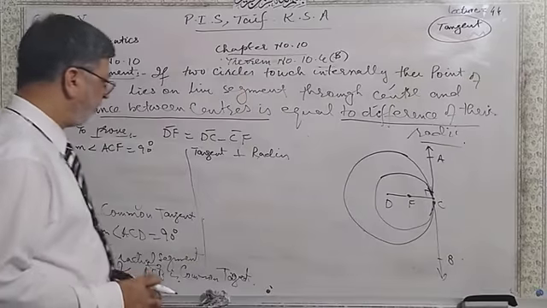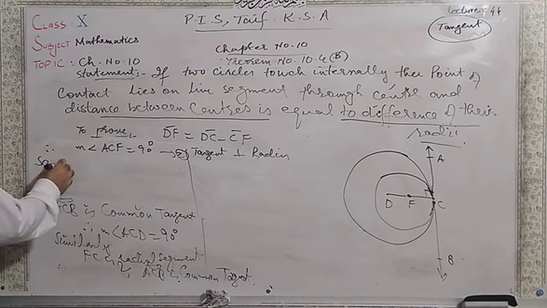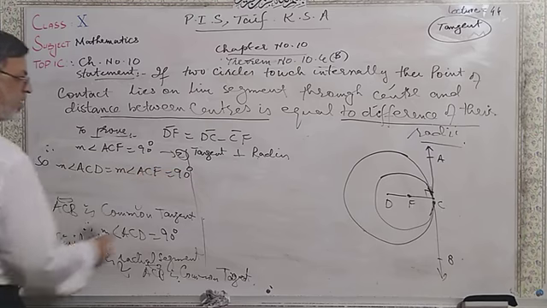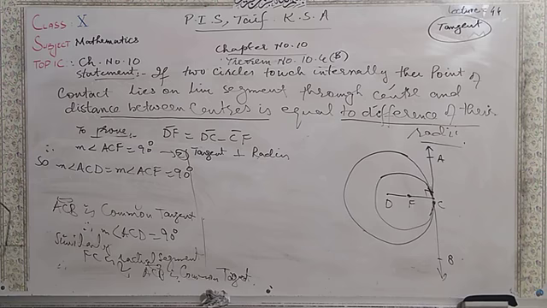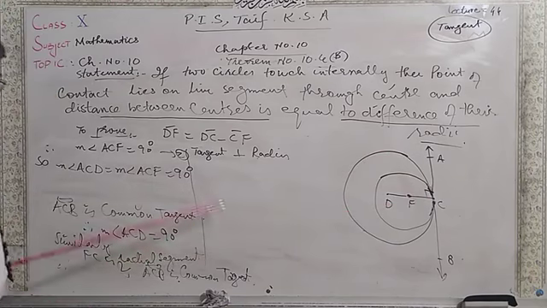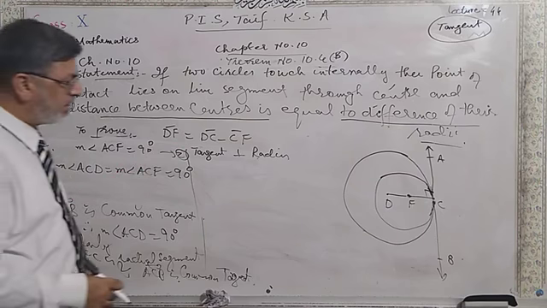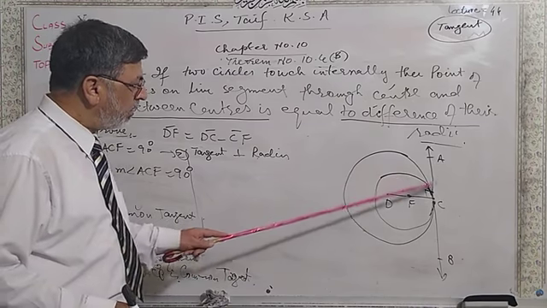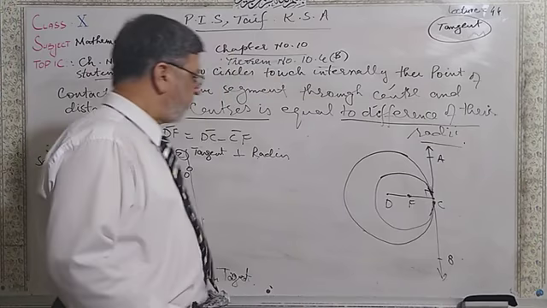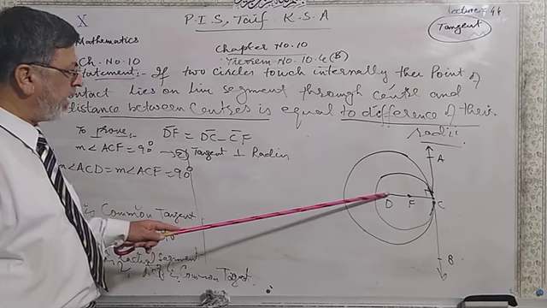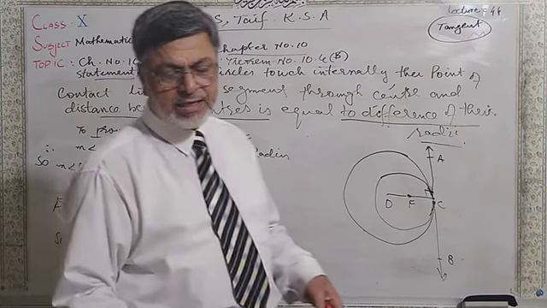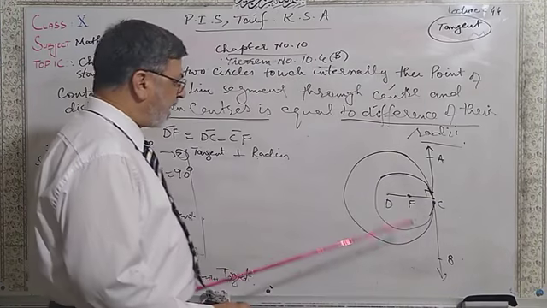We have this as number 2. So angle ACD is equal to angle ACF is equal to 90 degrees. What does it mean? Angle ACD and angle ACF both are equal to 90 degrees. It means that F is a point lying on the line joining B and C. ACD and ACF, these two right angles, are coinciding with each other, with point F between D and C.